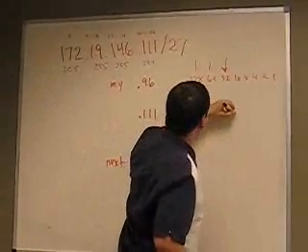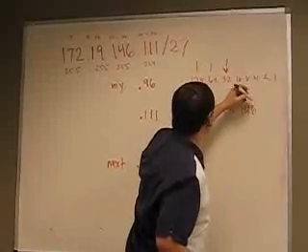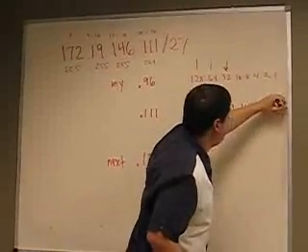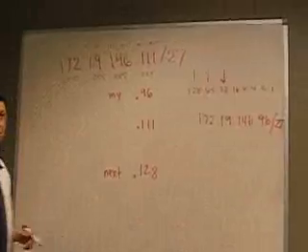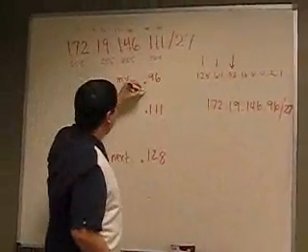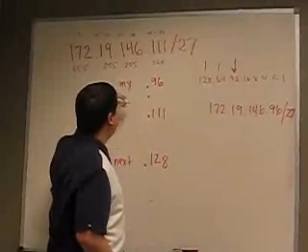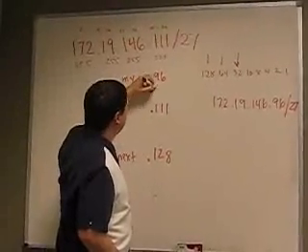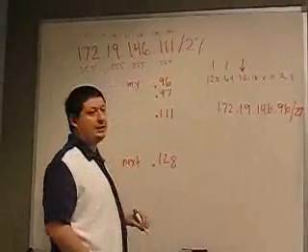172.19.146.96 /27, because it means nothing without that. That's your network. So now you just got to find the first valid address on this network to define the range. You would add 1 to this. So 97 is the first address.